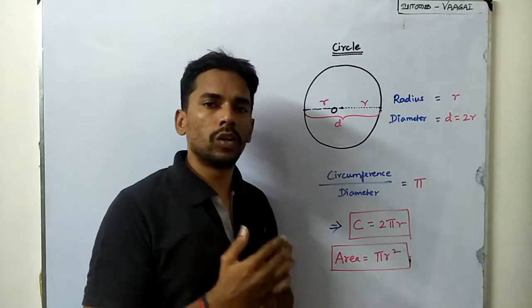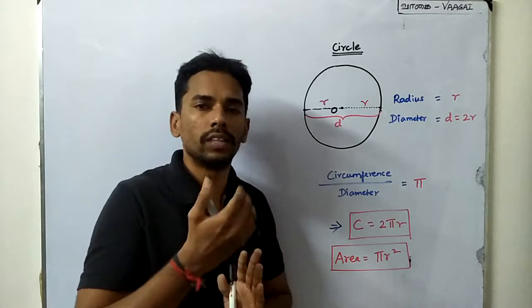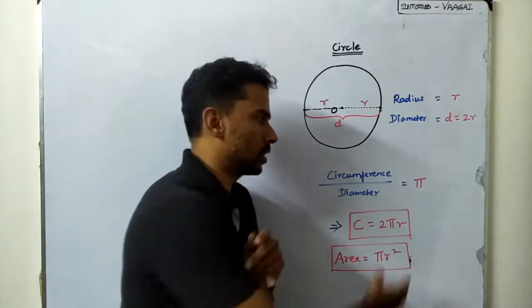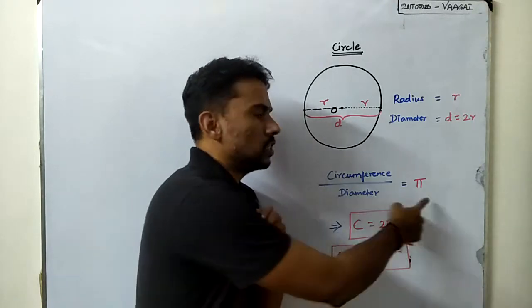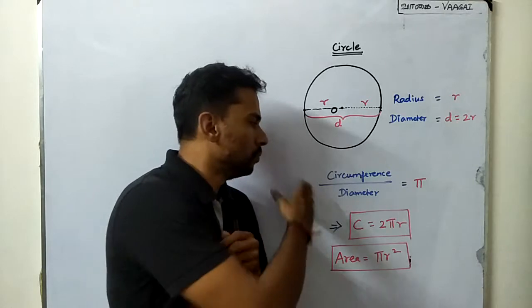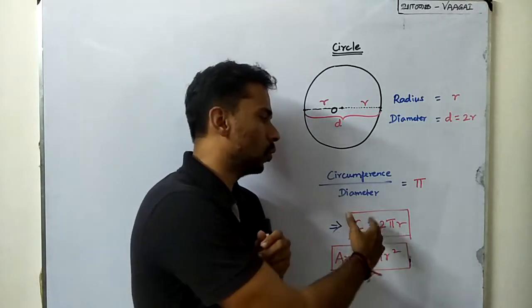We all know the very basic of a circle: if we take any circle and divide its circumference by its diameter, we will always get a constant value, which we call pi. So circumference by diameter is always pi, no matter what the size of the circle is. And from this, we get the circumference of the circle to be equal to 2 pi r.